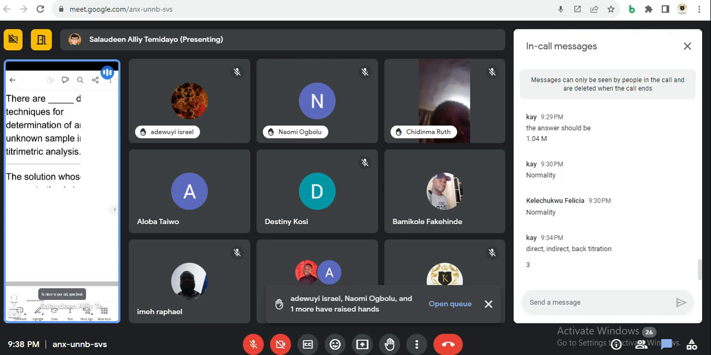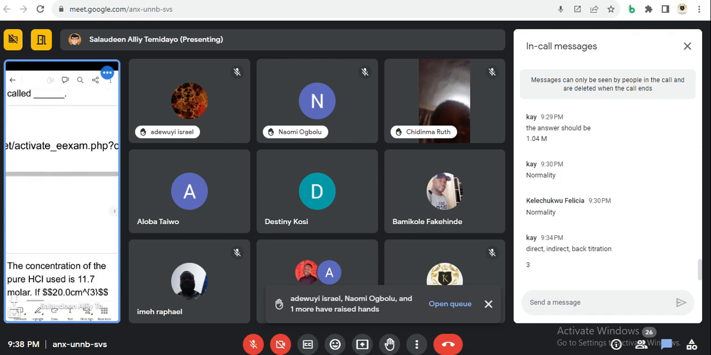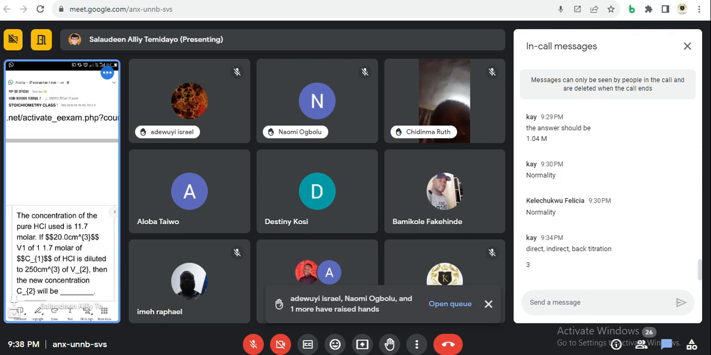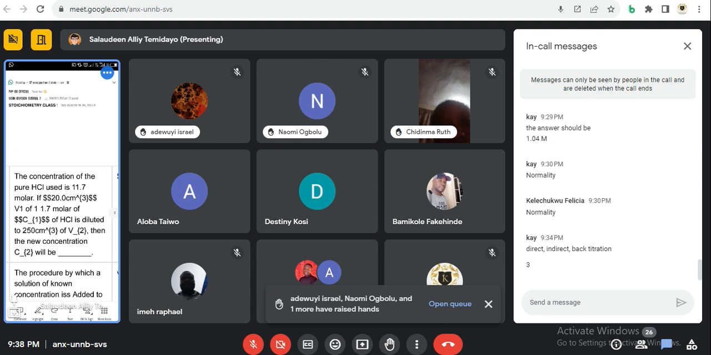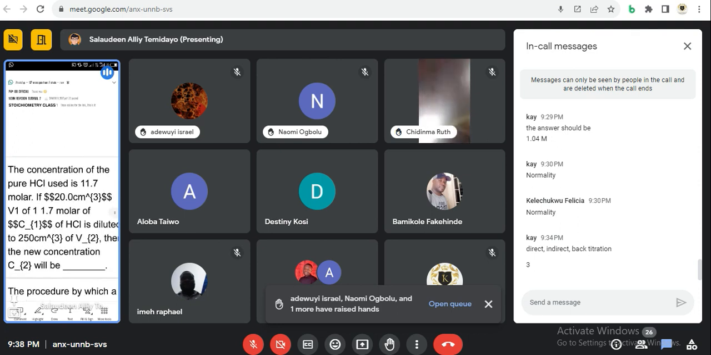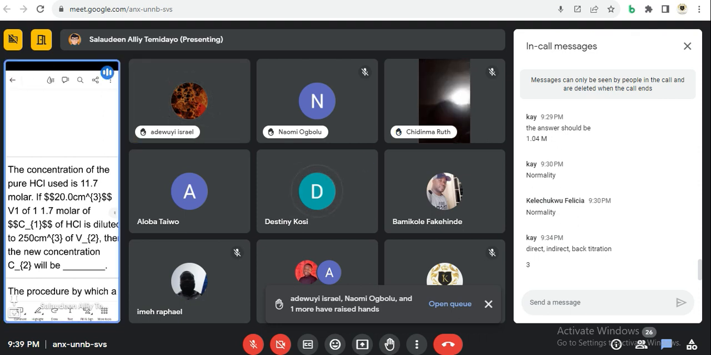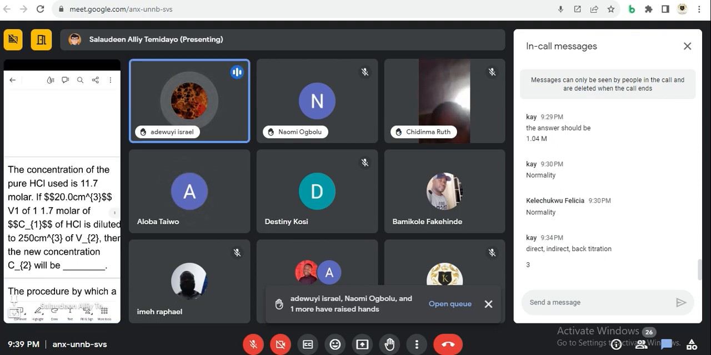I said it is analyte, A-N-A-L-Y-T-E, a solution without a known concentration. That's like the acid we are looking for its concentration now will be the analyte. The concentration of the pure HCl used is 11.7 molar. If 20 cm cube, V1, of 11.7 molar, C1, of hydrochloric acid is diluted, what we have here is V1, which is 20 cm cube, and C1 is 11.7 mole per dm cube.